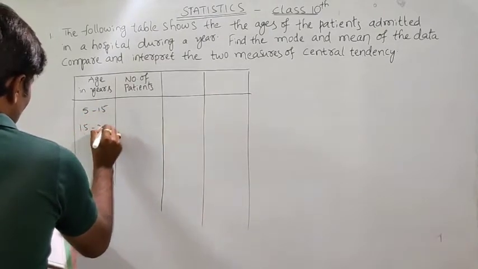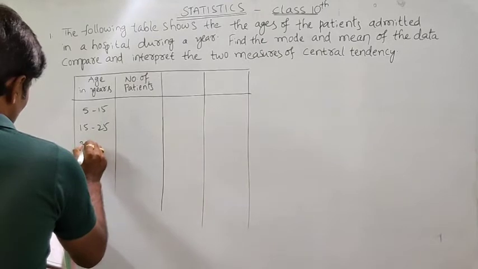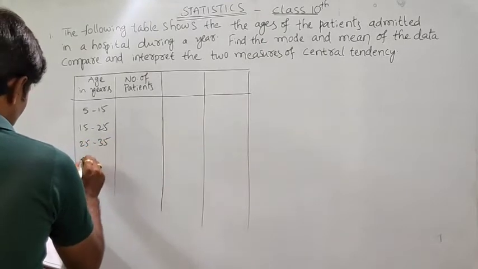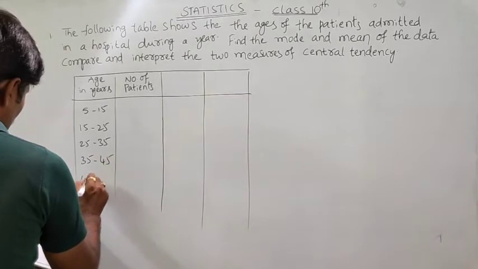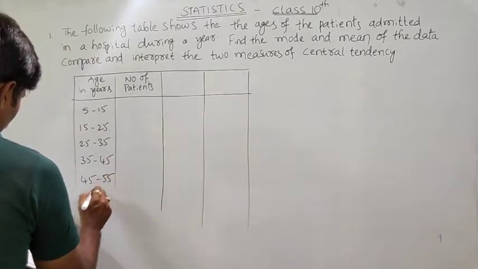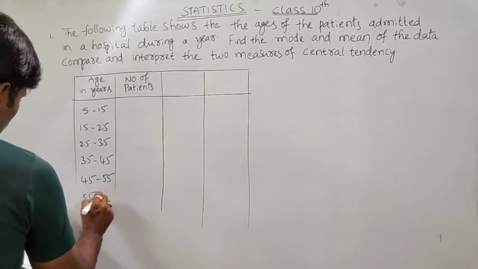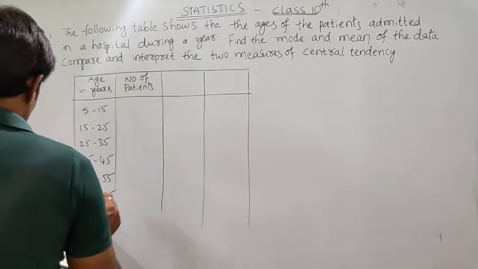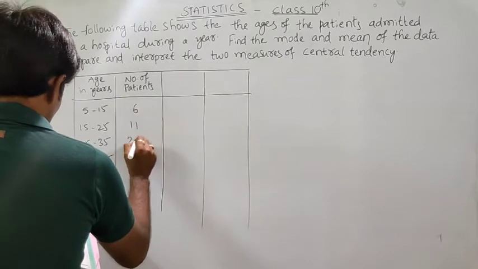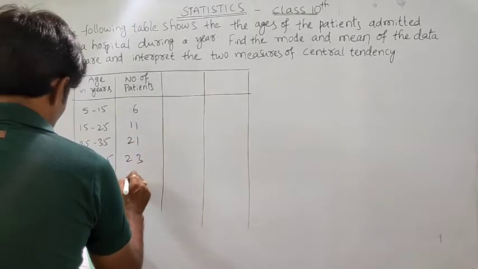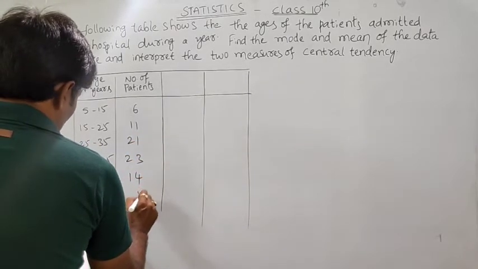15 to 25, 25 to 35, 35 to 45, 45 to 55, and 55 to 65. And the number of patients are 6, 11, 21, 23, 14, and 5.